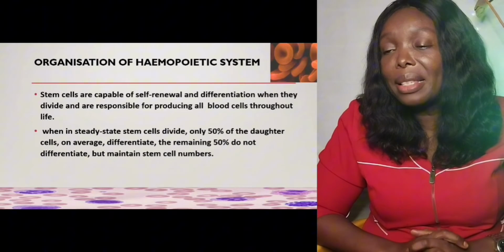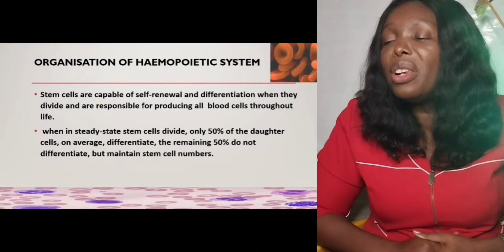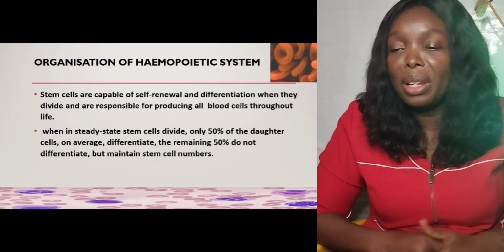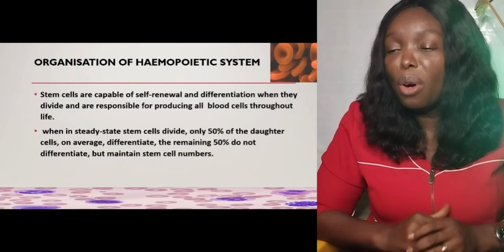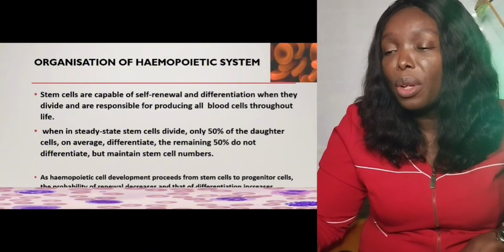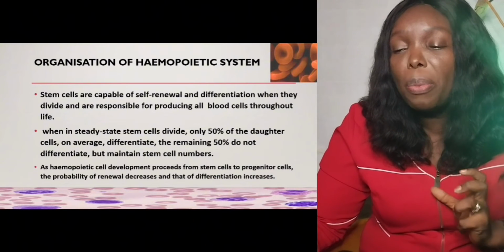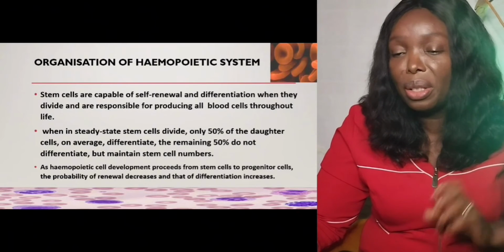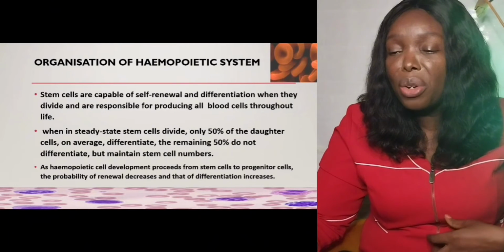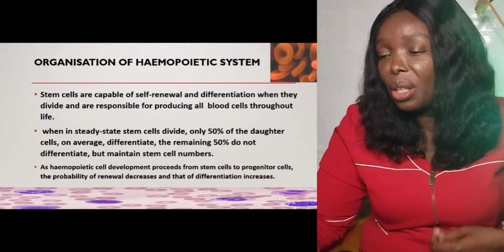When in steady state stem cells divide, only 50% of the daughter cells on average differentiate. The remaining 50% do not differentiate but maintain stem cell number. As hemopoietic cell development proceeds from stem cells to progenitor cells, the probability of renewal decreases and that of differentiation increases.